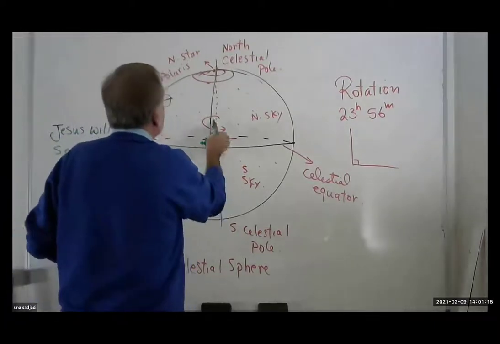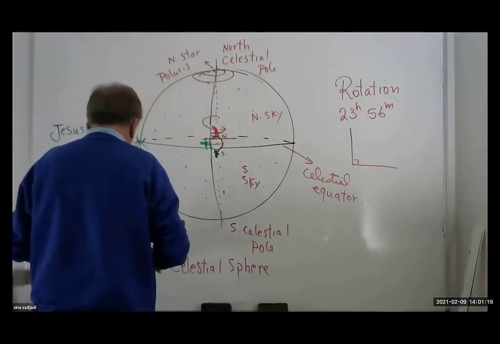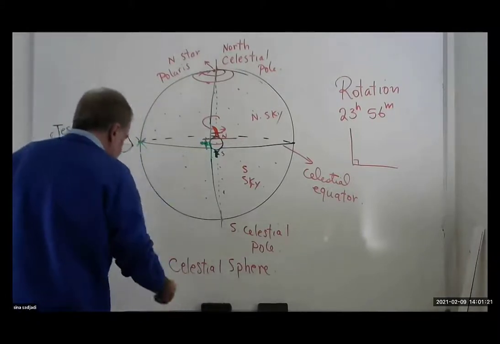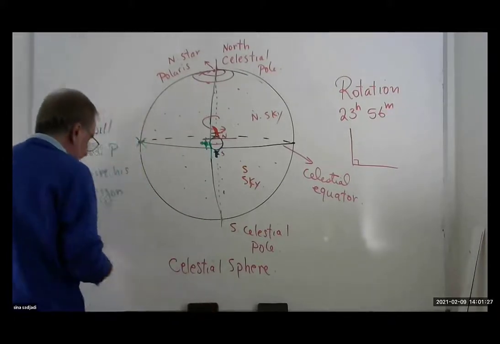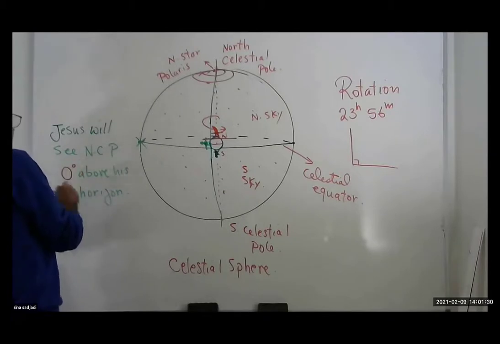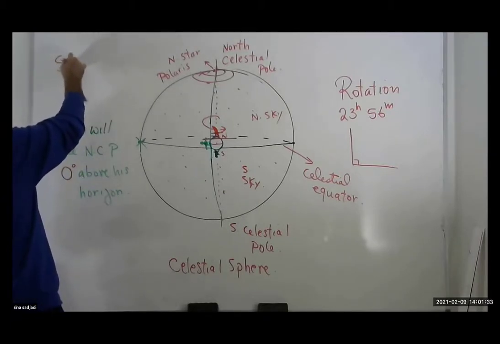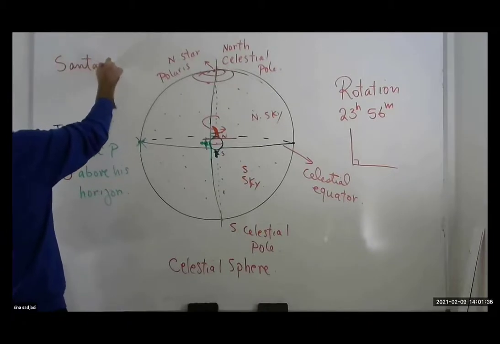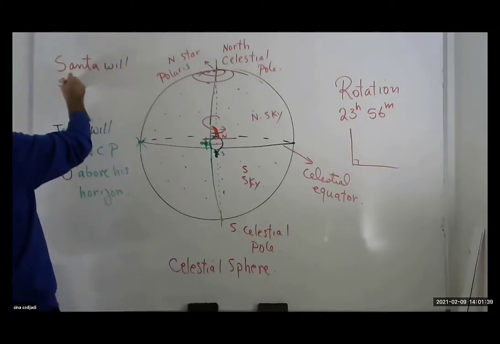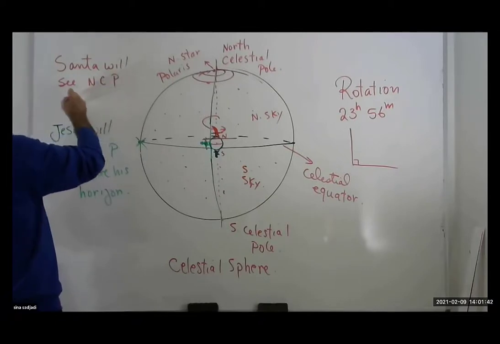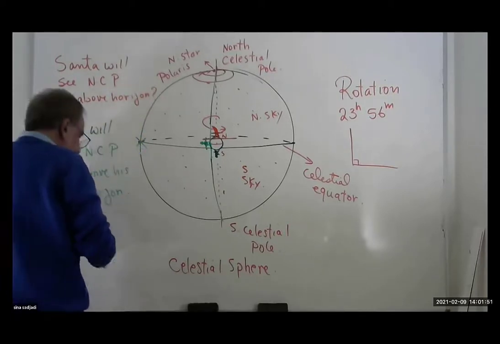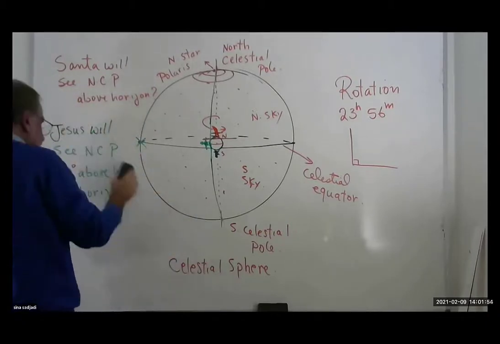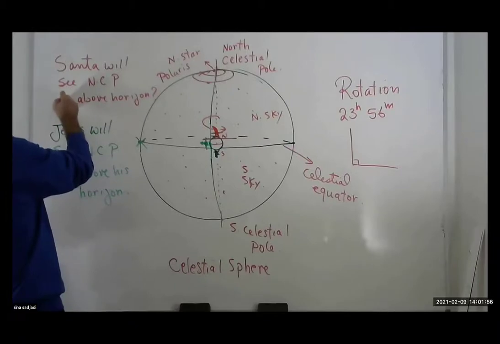Santa looks up, he sees the North Celestial Pole on top of his head. So Jesus sees the North Celestial Pole at 0 degrees. It's at his horizon. So this is 0 degrees above his horizon. Santa, on the other hand, will see the North Celestial Pole. How many degrees above horizon? 90. That's right, 90 degrees. Excellent. 90 degrees above his horizon.